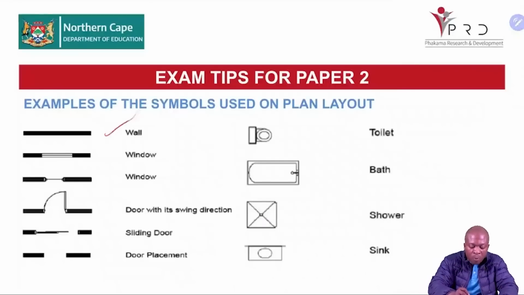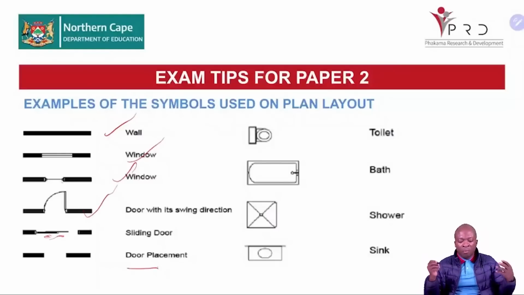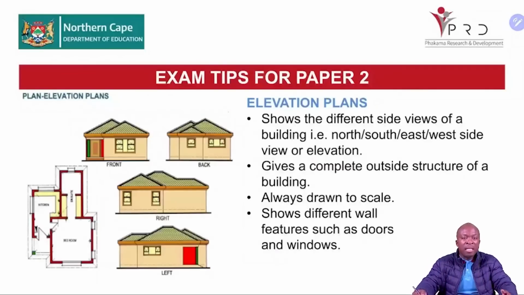So when you see this, a wall, this, a window, there's also another kind of window, and there's a door. Can you see the lines here? We are talking about a sliding door, a door placement. You just have to try and remember what you have been learning in class, then you bring it to the paper. So now let's look at how we can do it.